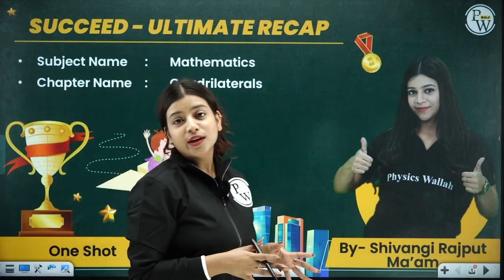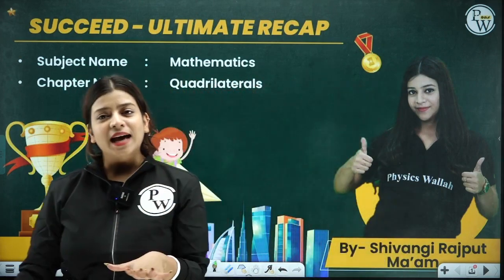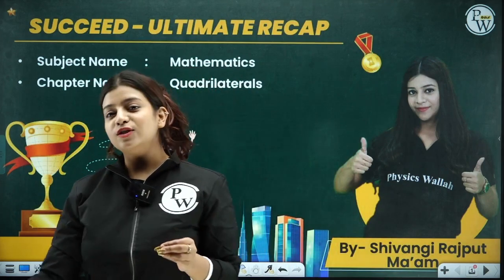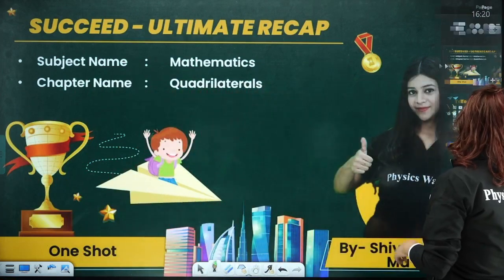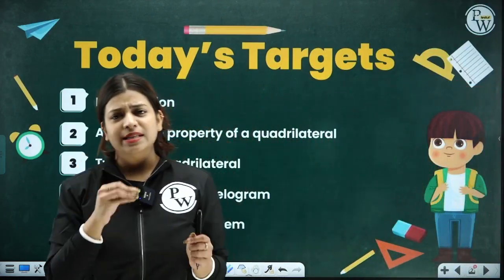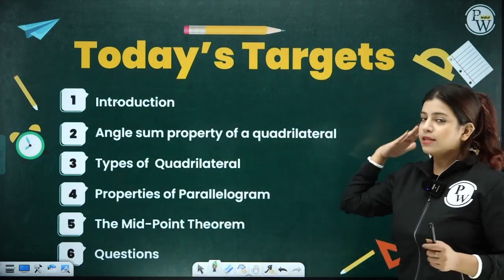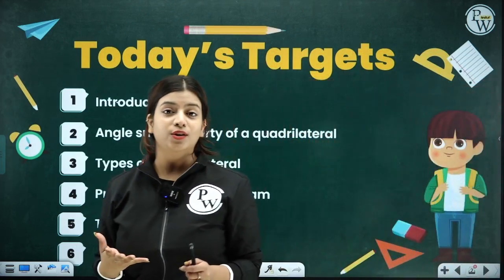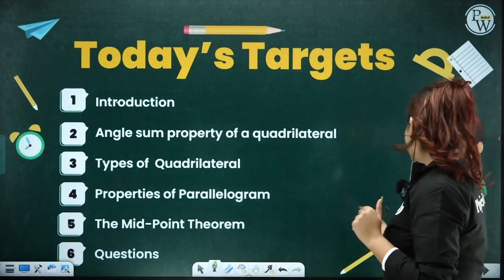In this particular video, we are going to cover quadrilaterals in one single shot, all the theorems and questions and explanation of all the concepts that are involved. This chapter will be covered in this ultimate recap. So let's begin with what topics are to be covered, what is our today's target. The very first thing that we will start with is a basic introduction to the chapter's name, that is, what are quadrilaterals. After that, we are going to discuss the angle sum property of quadrilateral, types of quadrilateral, properties of parallelogram, midpoint theorem, and some important questions regarding all the topics that we are going to cover today. So let's start with it.